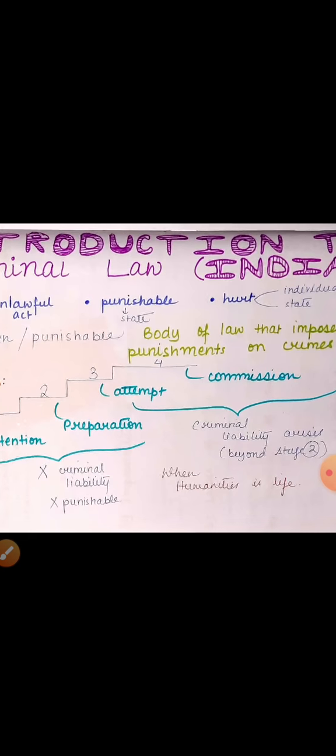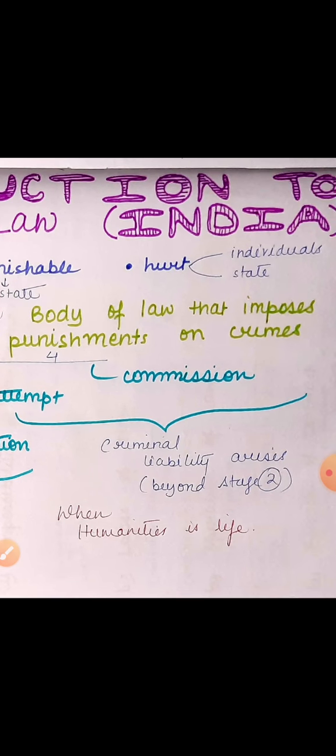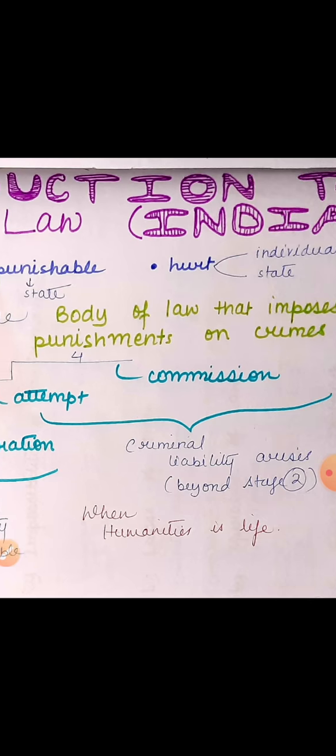The moment someone's action enters into the domain of attempt and obviously commission, which means successfully carrying out the crime, criminal liability arises. So criminal liability arises beyond stage 2. Alright? I hope there is no confusion by this.